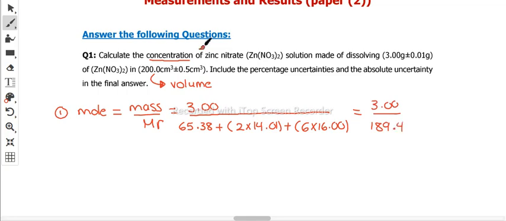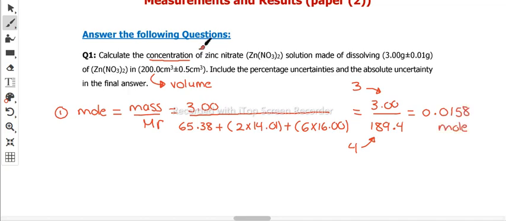189.4. Here we need to remember that our final answer should be correct into the smallest number of significant figures presented. You have the mass 3 significant figures and you have the molar mass as 4 significant figures. So the final answer should be 3. So using the calculator, the final answer is 0.0158 mole number.